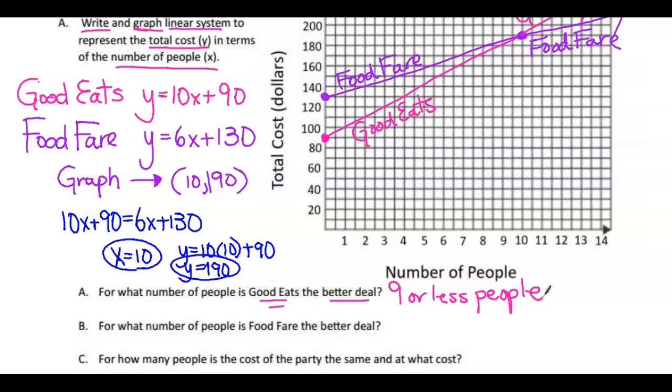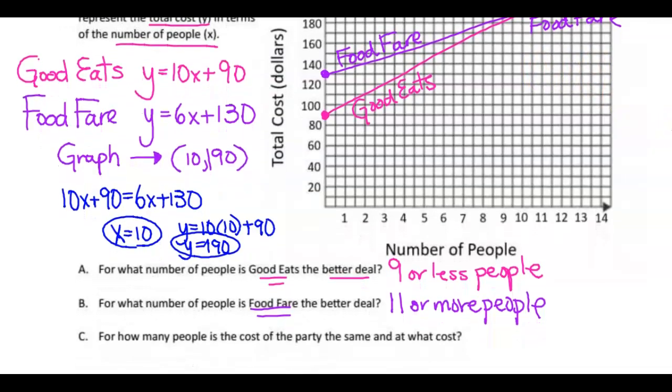It says, when is Food Fare the better deal? Food Fare is the better deal for 11 or more people, because it's the same price at 10. So make sure you realize the Food Fare line is going below the point of intersection up there at 11.